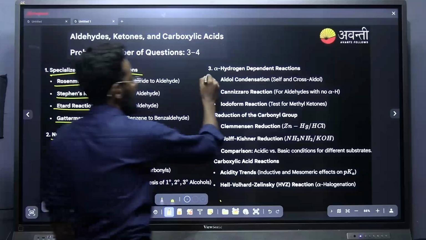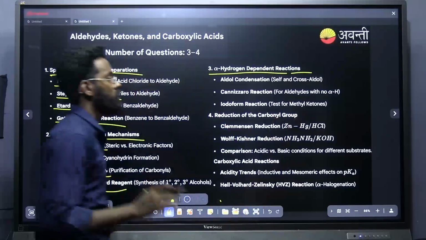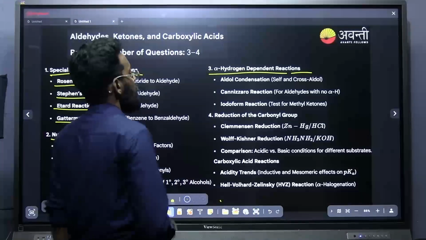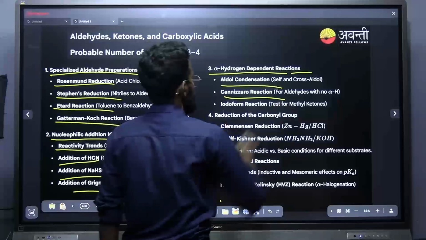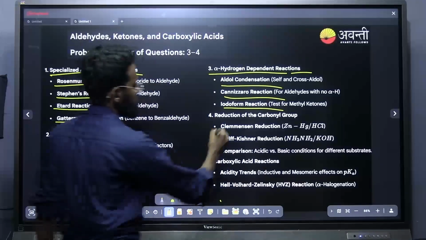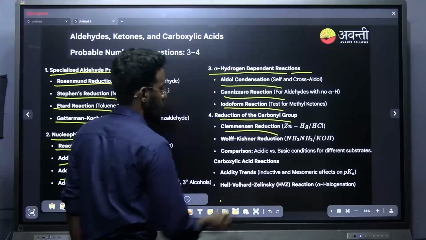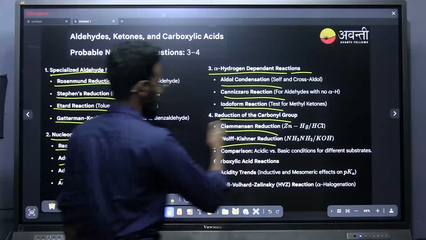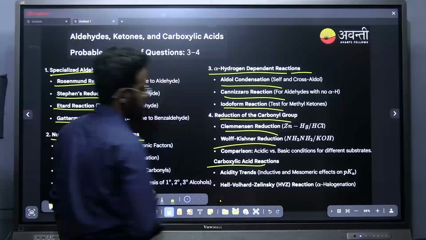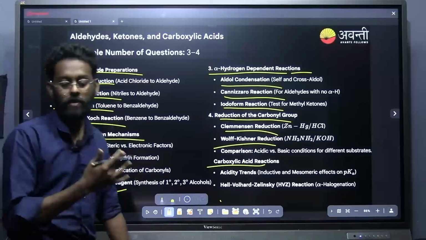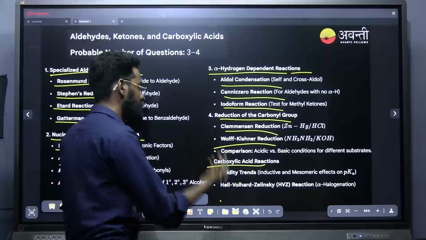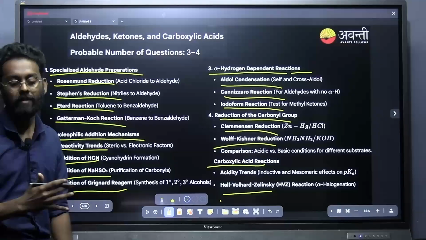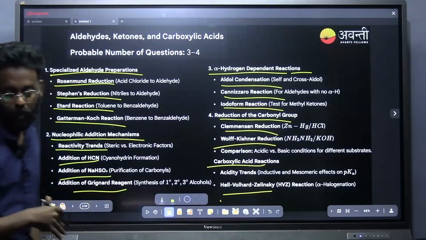Now, along with that, the alpha hydrogen dependent reactions. There are two important reactions related to the alpha hydrogen: first aldol condensation, next Cannizzaro reaction, then the iodoform reaction. Then the reduction reactions of the carbonyl group, Clemmensen reduction and Wolff-Kishner reduction, and their relation with the basic condition for different substrates. The last part is carboxylic acid reactions: mainly the acidity of carboxylic acid, and one important reaction, the Hell-Volhard-Zelinsky reaction, that is the HVZ reaction. These are the important points we will be discussing today.